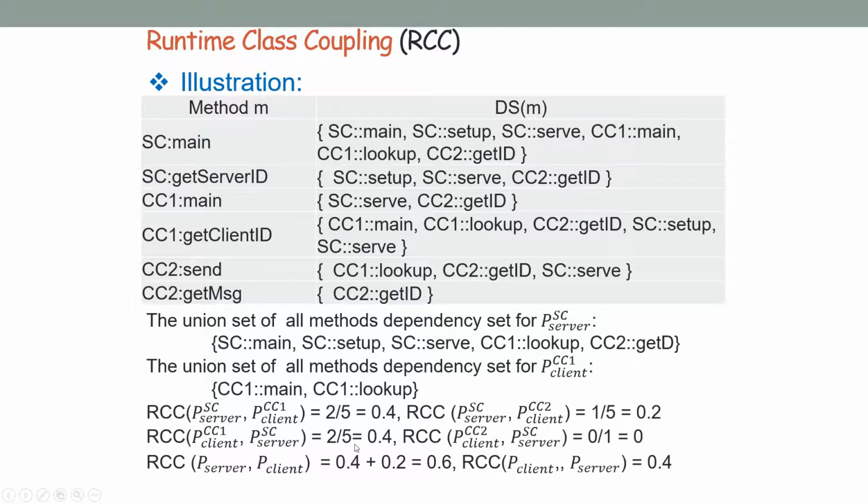Then I compute process level RCCs. RCC for P server and P client is 0.4 plus 0.2, so the result is 0.6. And RCC for P client and P server is 0.4. In the end, I compute the system level RCC as the average of all process level RCCs. In this case, it is 0.6 plus 0.4 divided by 2, so the result is 0.5.